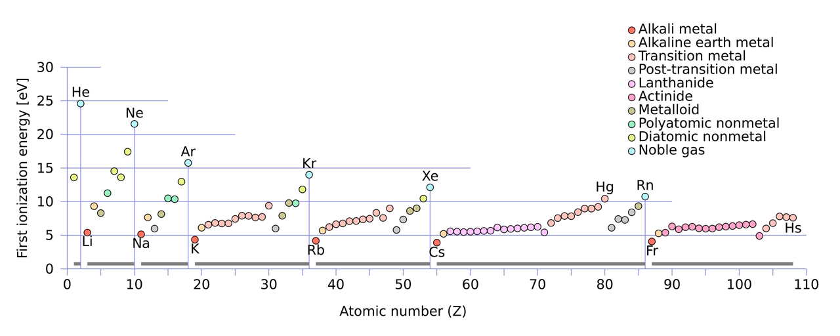In general, calculating the nth ionization energy requires calculating the energies of Z minus n plus 1, and Z minus n electron systems.